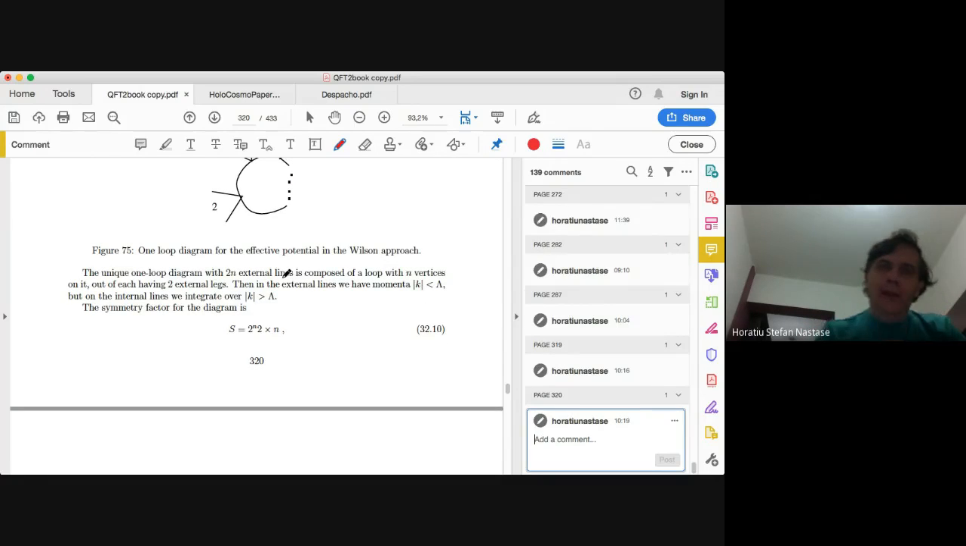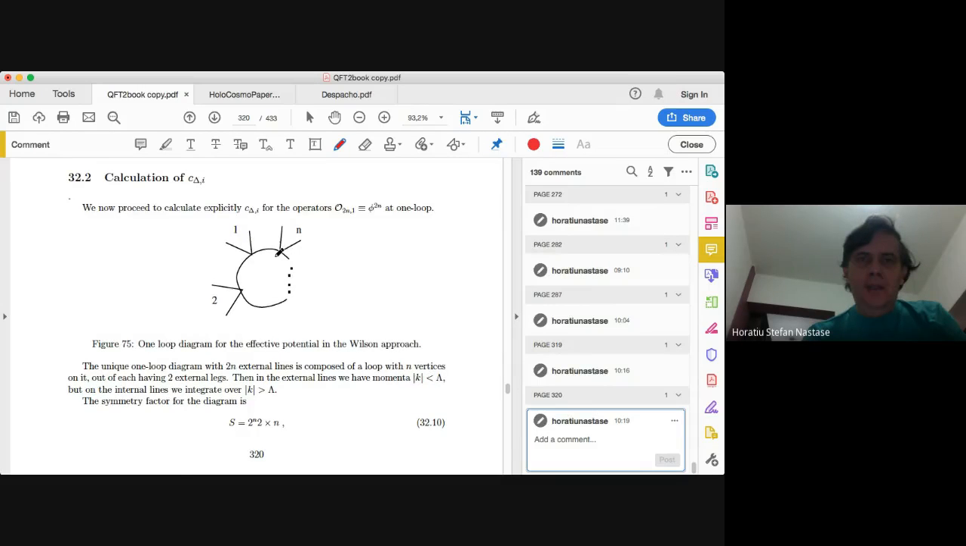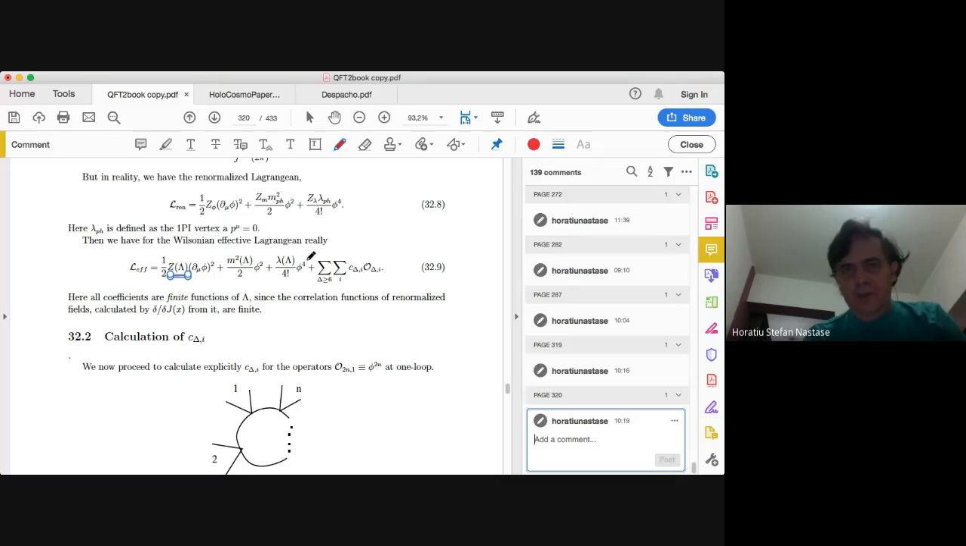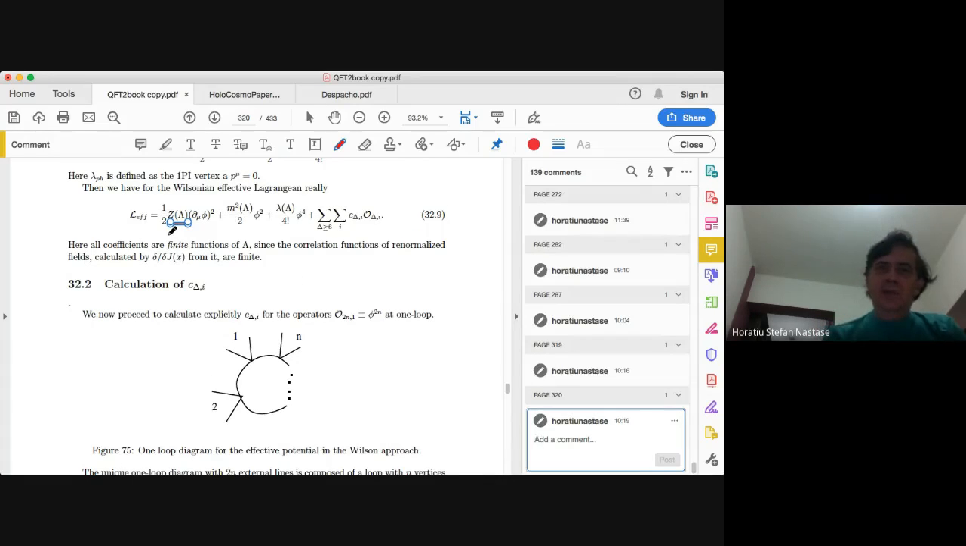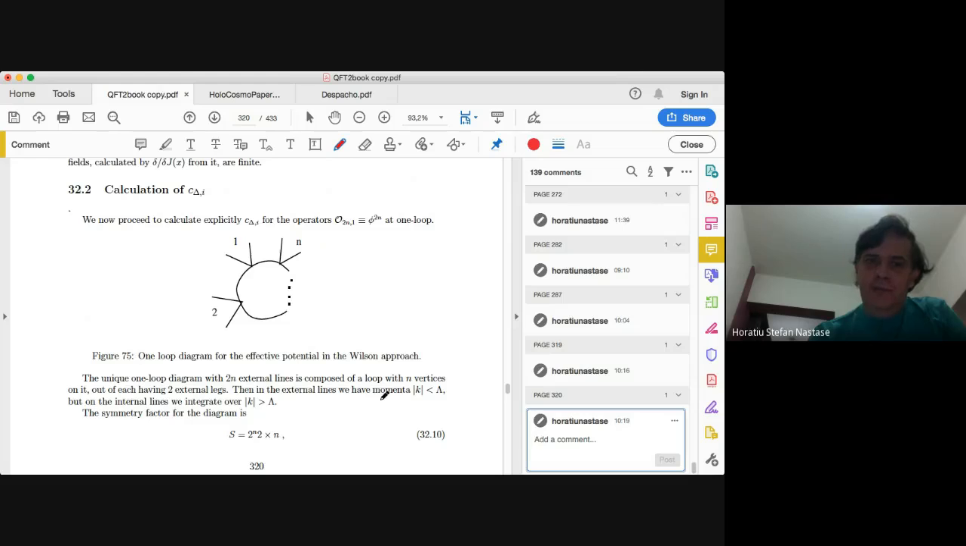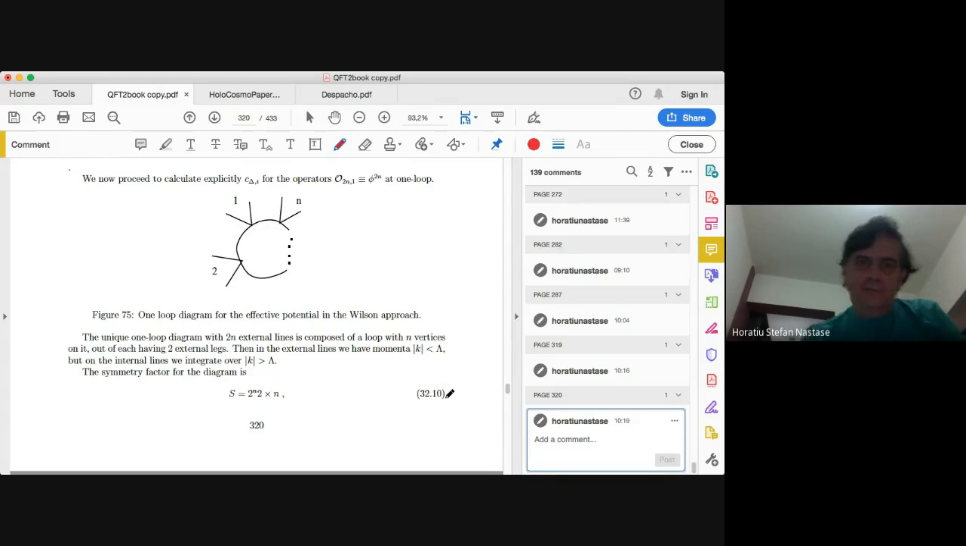Okay, but this one loop is, remember, we'll calculate the Wilsonian effective action. So that means that in the path integral that obtains the Wilsonian effective action, we'll only integrate over momenta that are greater than lambda. Whereas this Wilsonian effective action is used in the quantum theory, quote unquote, so in the path integral, for momenta lower than lambda. So the external lines that form the operator in the effective action have momenta smaller than lambda. All right.